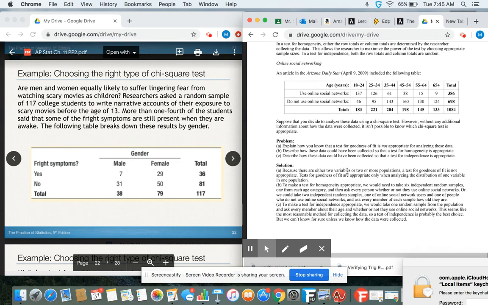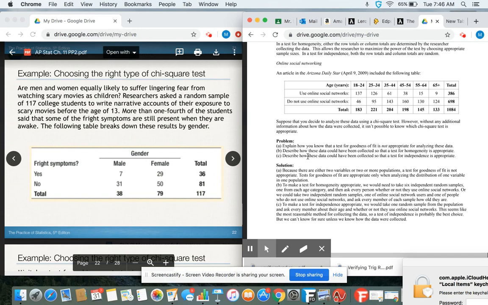All right, so I like this example because it gives some data here and it asks us a couple questions, and we can talk about how we would change the type of test that we would need to use. So again, the question here would be, suppose that you decide to analyze these data using the chi-square test. However, we don't have information about how this data was really collected. So because of that, we don't really know which one's appropriate.